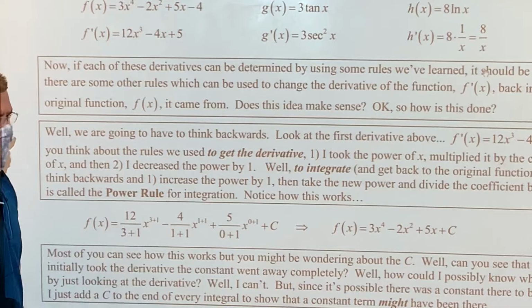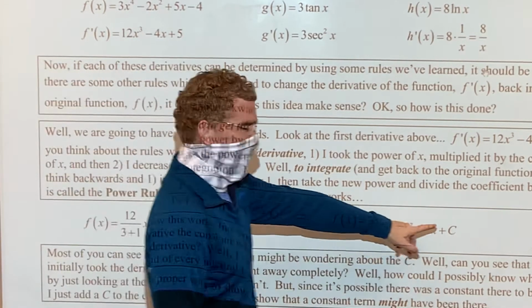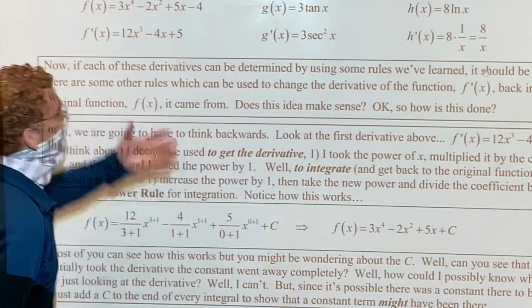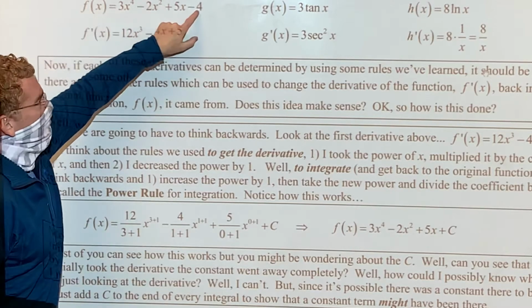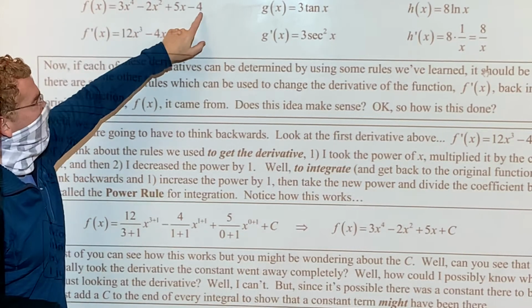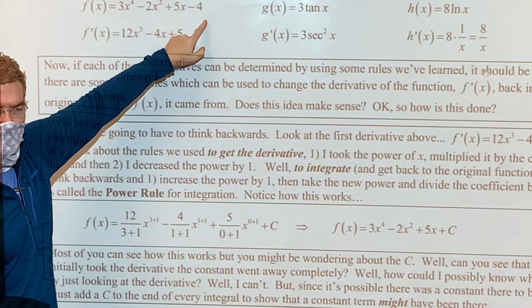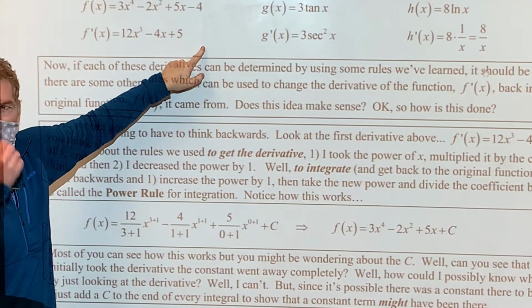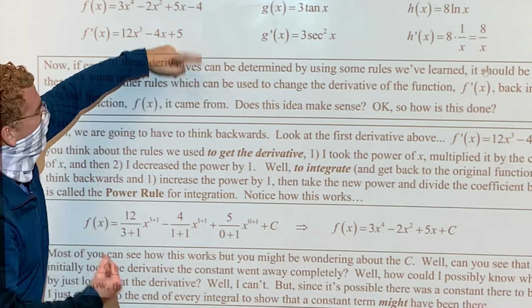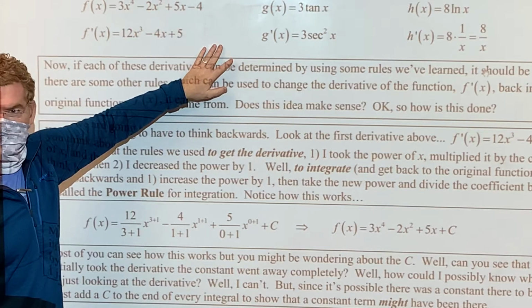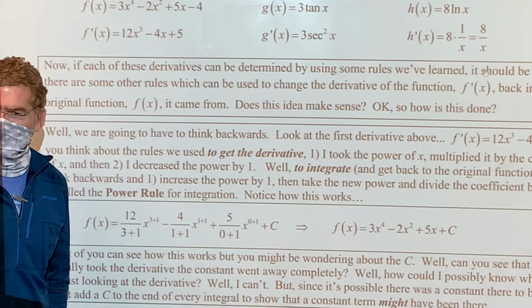But that's the power rule. Now, you might be looking at, what the heck is this c? Well, anytime I take a derivative of a constant, what happens? It goes away. Well, how in the world then would I possibly know what to go back to if it's gone? I wouldn't. But I do know that there's something there.